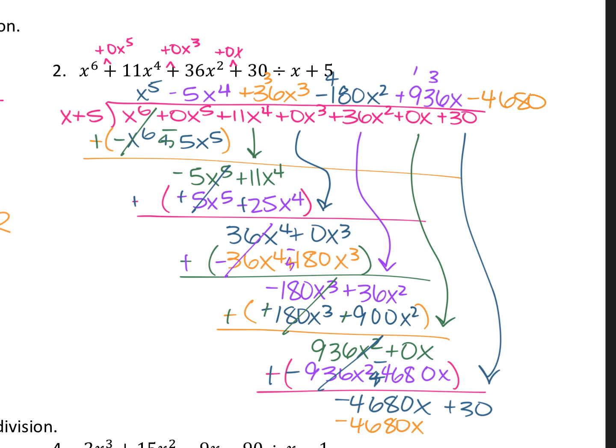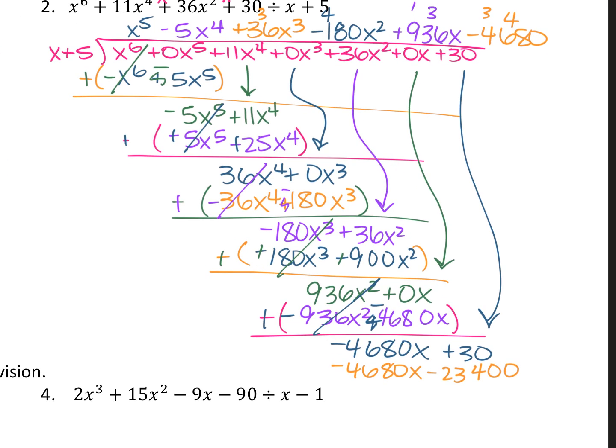Multiply that with the 5. The 5 times 0 is 0. 5 times 8 is 40. 5 times 6 is 30, plus 4 is 34. 5 times 4 is 20, plus 3 is 23. And then that would be negative. So now subtract these. Add your opposites. And that's going to give us 23,430 as our remainder.